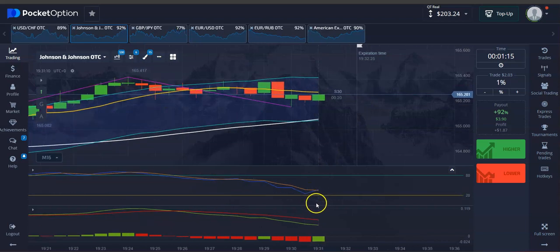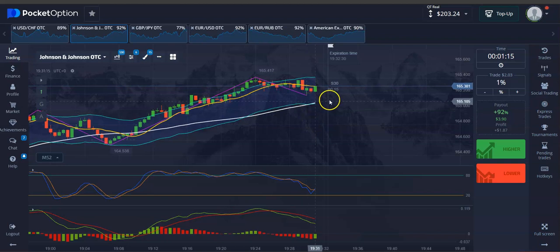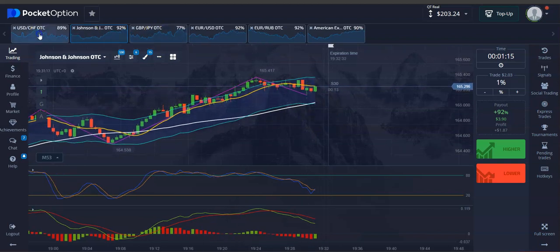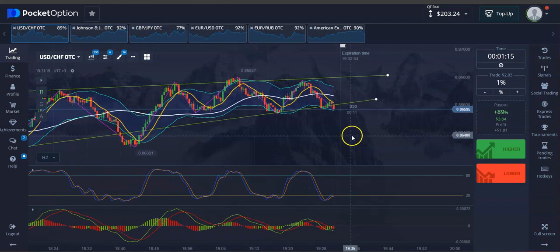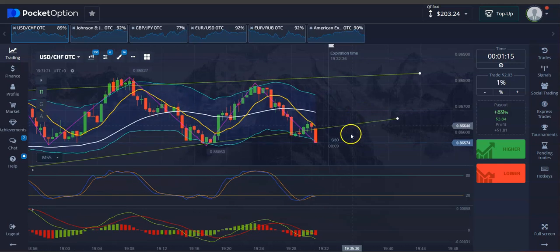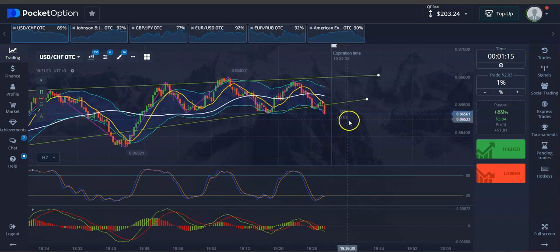Oh, it touched. Oh no, it didn't touch. But that was close. Still a risky one though. It has to touch. So looking at this one, there you go. As you can see, it's clearly going to go down and it's going to break the pattern. It's going to fall to the downside.